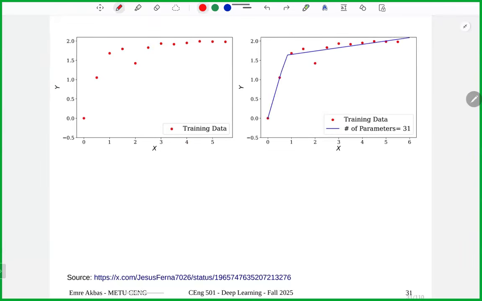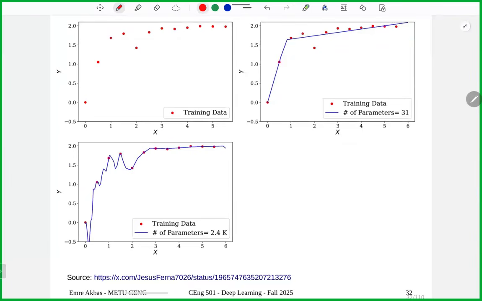And when you set the number of learning parameters to 31, you get this nice blue trend. It captures the sudden increase at the beginning and then the slow increase in the second part of the points. But this can still be considered underfitting because we still have lots of errors here, right? Let's increase the number of learning parameters to 2.4K. What will happen? 2.4K is much larger than 12.